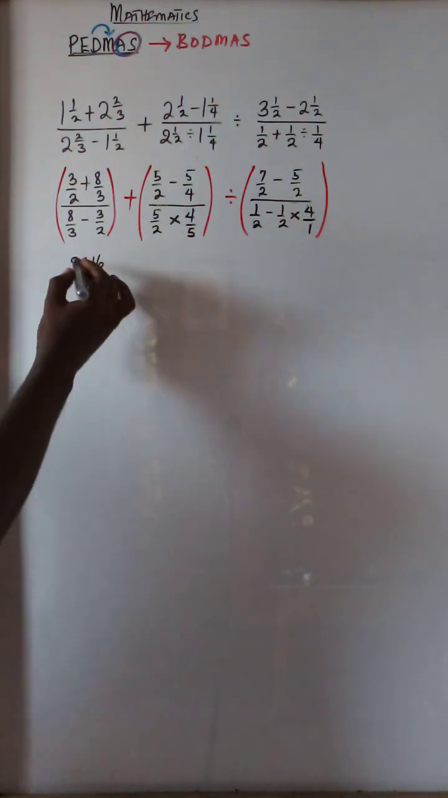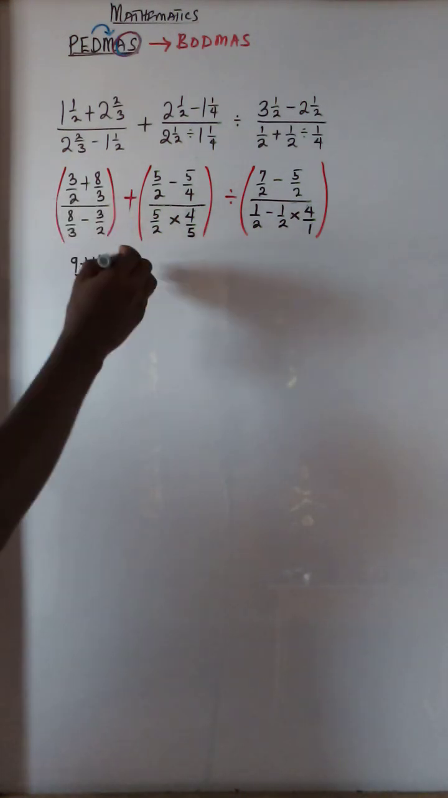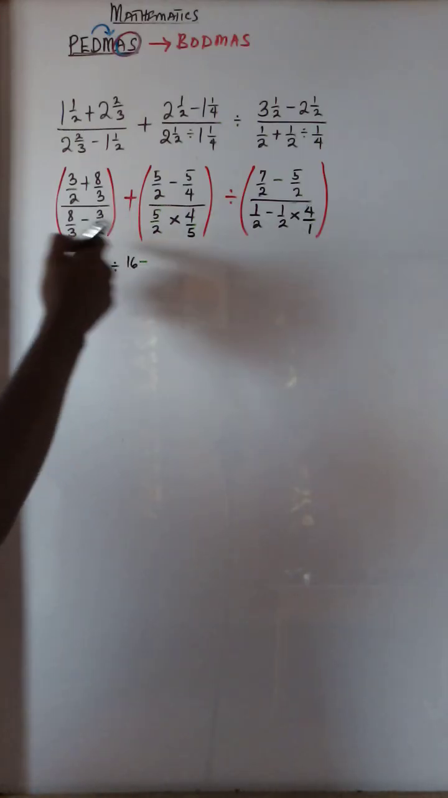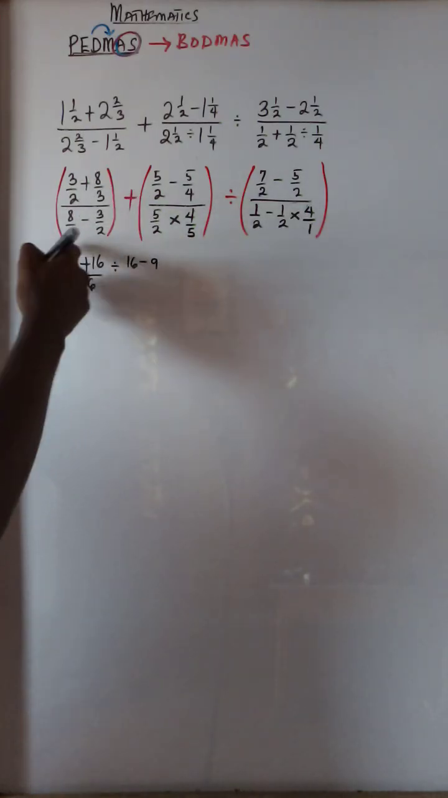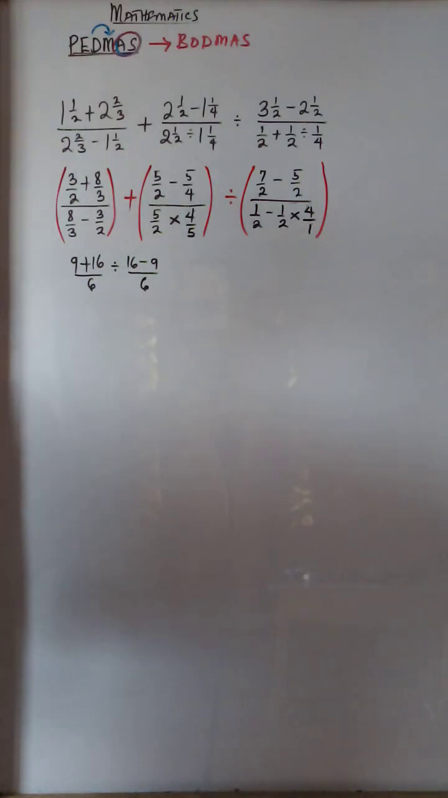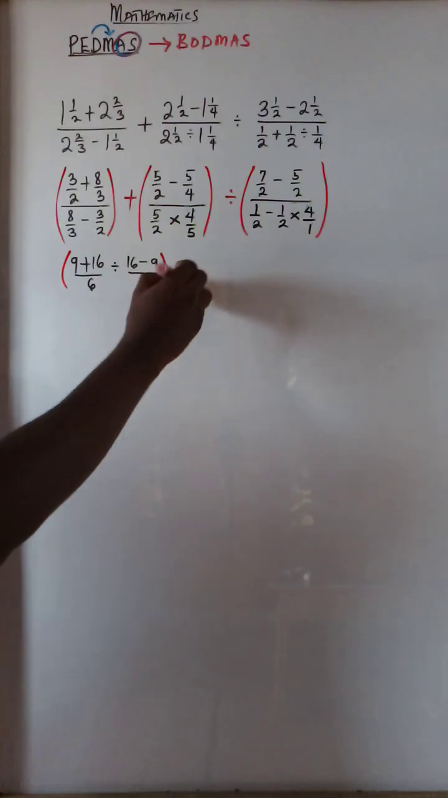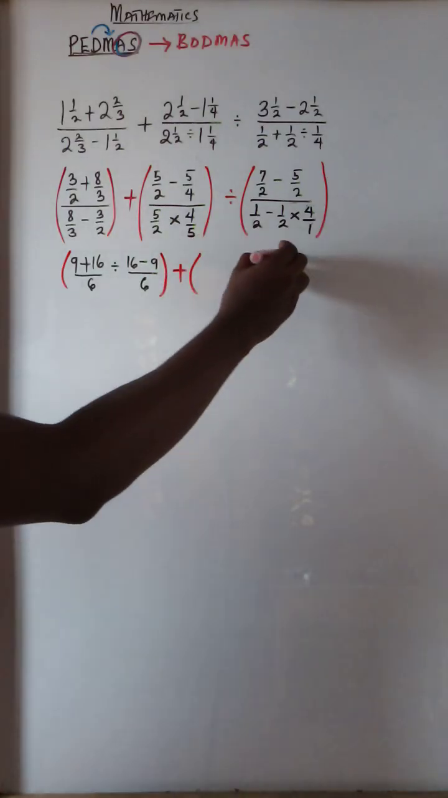Then divided by denominator. 2 times 8, 16. Then we have minus. 3 times 3, 9. 3 times 2, 6. So what we have here is for this first part. Then plus, let's say everything for this one too.